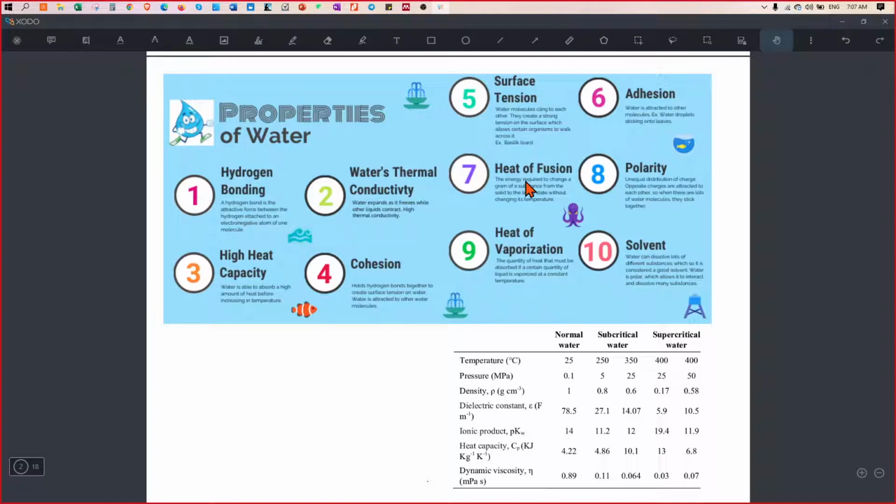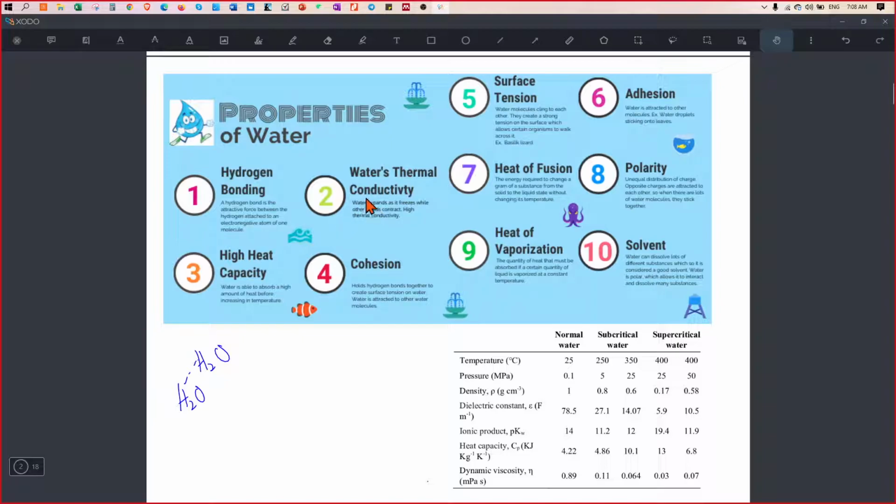So we're going to revisit some of these properties of water and the specific terminologies. First, hydrogen bonding. Water's molecular formula is H2O, right? When you have one molecule of H2O and then another molecule of H2O, the connection between the hydrogens, we call it the hydrogen bond, right?